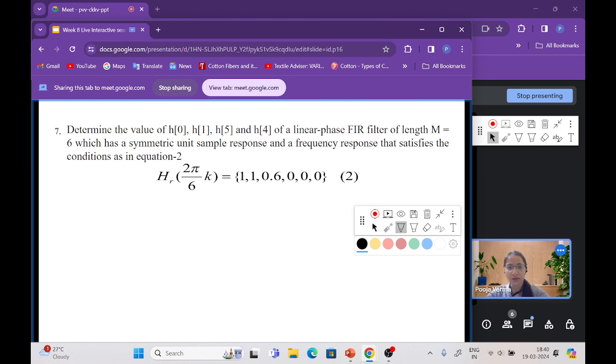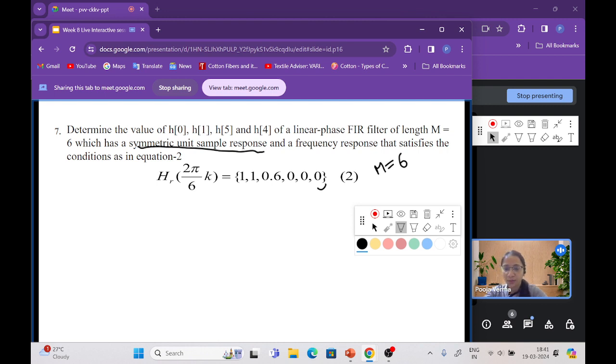Okay, here we need to determine the values of h of 0, h of 1, h of 5 and h of 4. It is a linear phase and m is also given. M is given, this is even. Okay, and it is also given that it has a symmetric unit sample response and satisfies the equation. So how will we get h of 0, h of 1, h of 5 and h of 4? So here it is given m is equal to 6 and h r at 2 pi by 6 k is also given: 1, 1, 0.6, 0, 0 and 0.